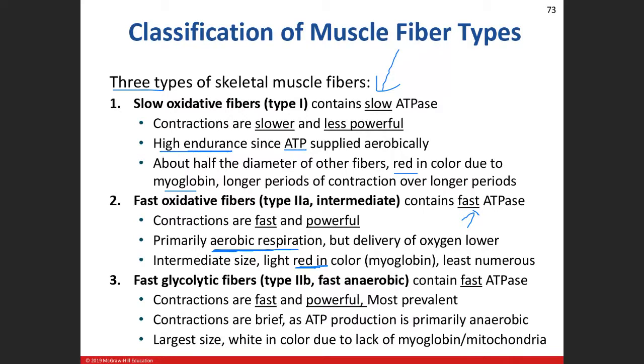And then finally, our last are the fast glycolytic fibers. They have the fast variant ATPase, fast, powerful muscle fibers. But they can't sustain their contractions for a long period of time because it burns through the ATP because of the glycolysis, that anaerobic cellular respiration. Because they're glycolytic, they don't have myoglobin, so they will have that white appearance to them.